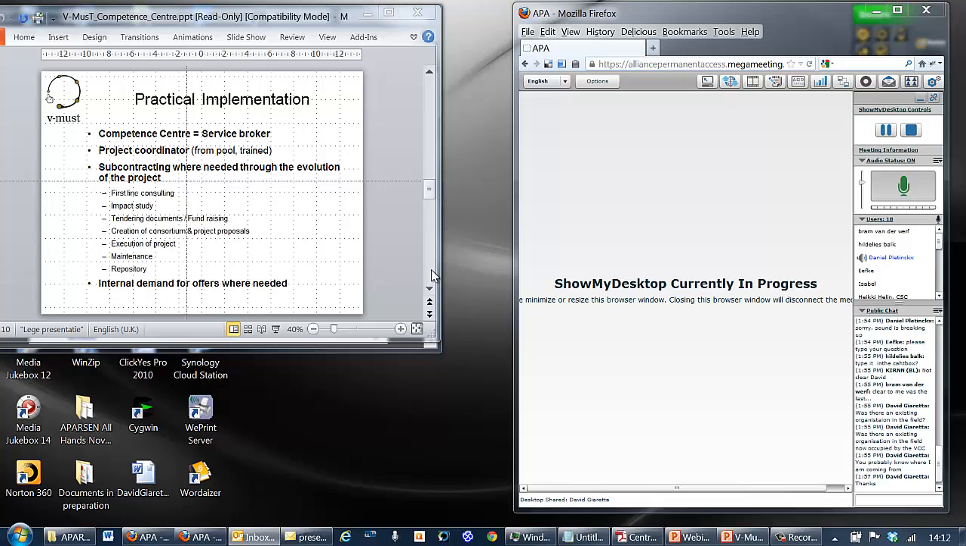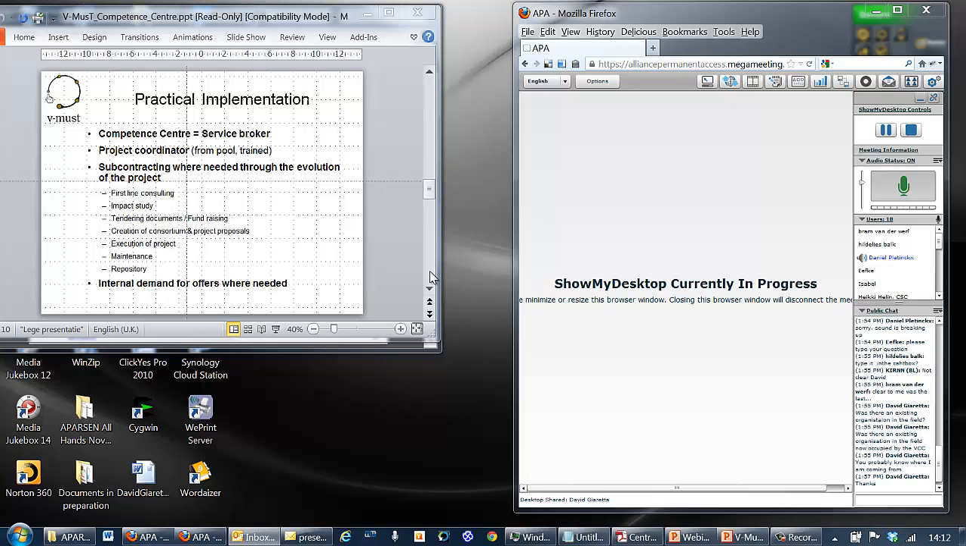And then we come to a stage that there is a definition of what exactly to do. Then you can go, for example, for public tendering, and that public tendering needs tendering documents, which the competence center can make, or it can help in fundraising. And for example, it's very important to have a good group of different people that can help in this aspect of fundraising.